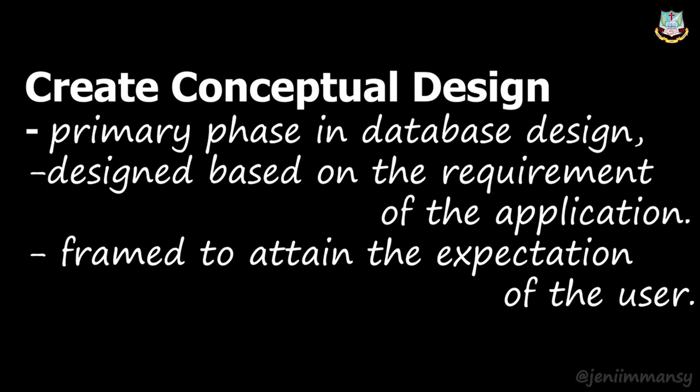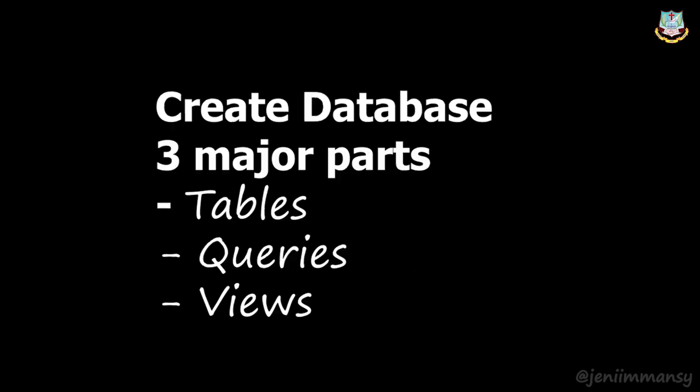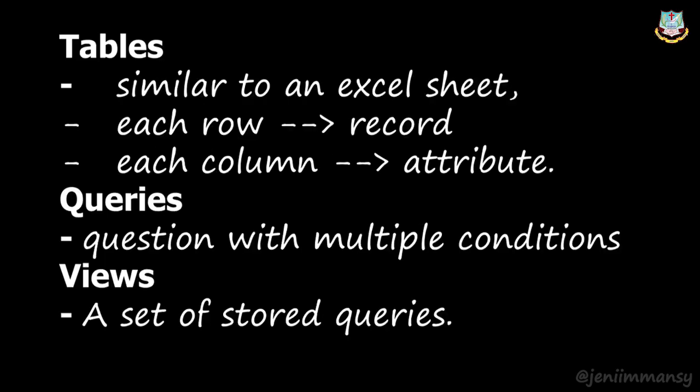Okay, first one is creating the database. In the creation of a database we have three major parts. First one is tables, queries, and views. Tables means, you will have used MS Excel, right? Excel will have tables, and in Excel we have cells, that means rows and columns. In the same way, here in this table also we'll have rows and columns. Rows we call records and columns attributes.